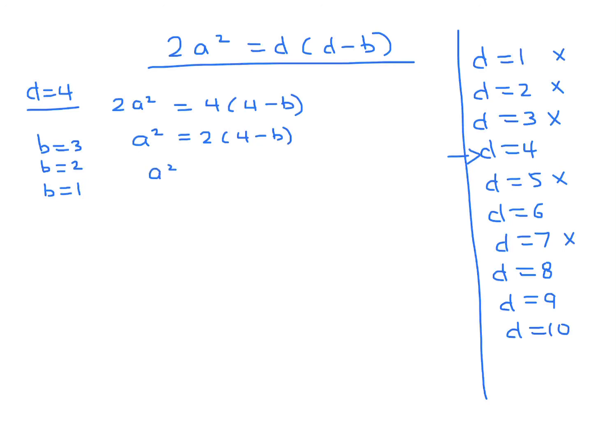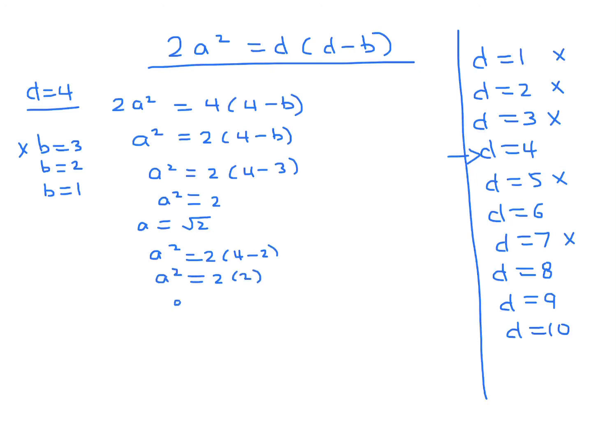So let's figure it out for b equals 3 first. So we got 2 times 4 minus 3, and this becomes 2. A squared is 2, therefore a is equal to root 2. Well, that's no good because a has to be an integer. So that's gone. Let's try b equals 2. And this would become a squared is 2 times 4 minus 2, which is 2 times 2. And therefore, a is 2. But a cannot be the same as b, right? That was one of the requirements of the question. A cannot be the same as b, so that's gone.